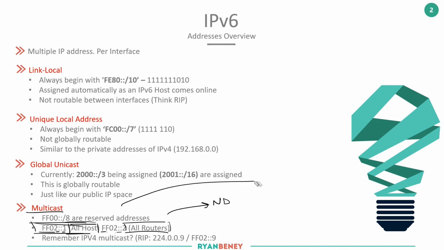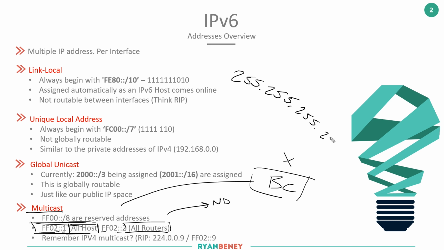FF02::1 is almost like a broadcast, but the term broadcast isn't used in IPv6 because we don't have any of the addresses that are very similar to 255. However, you could argue that if you're sending a particular packet to all hosts, then it does count as a broadcast, but as far as the exam and as far as the CCNA is concerned, there's no such thing as a broadcast address in IPv6. We only use multicast addresses.